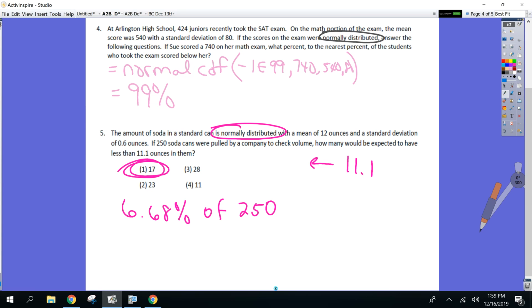How's everybody feeling, all right? That's about as tough as I'm getting. Find the percent and do something with it.